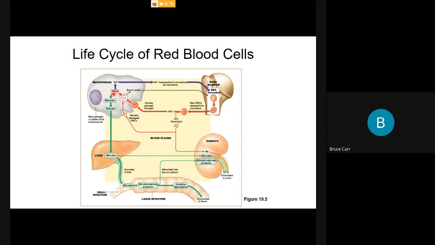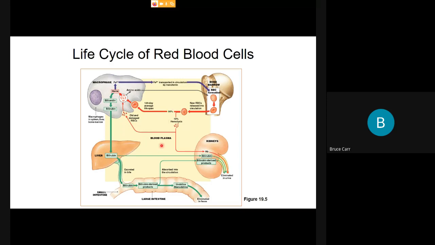Now, heme can be broken down into iron. Here's the iron in ferrous form, transported in circulation by a carrier molecule called transferrin, where it is reintroduced into the manufacturing centers of the bone marrow in the formation of red blood cells. So here's the basic production.